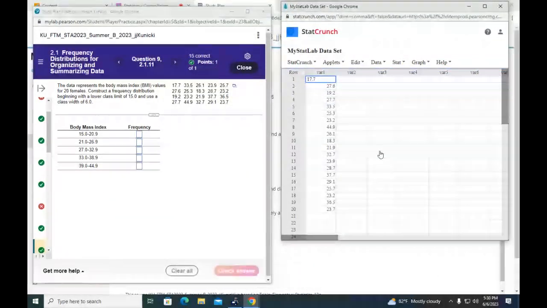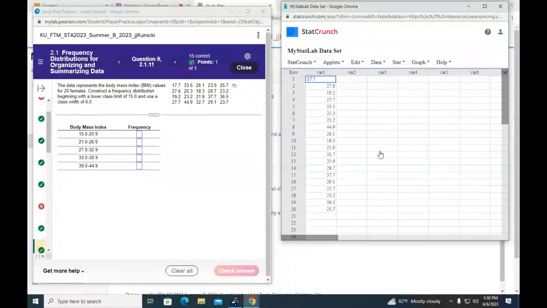There's your raw data, and it's not ordered from smallest to largest. It's just raw data. There's 20 data points. They want us to put in the frequencies, and these are the classes. The width, they can tell you, is 6. See, 21 minus 15 is 6. That's where they got that. They tell you they're starting at 15. Okay, so how do we do it?